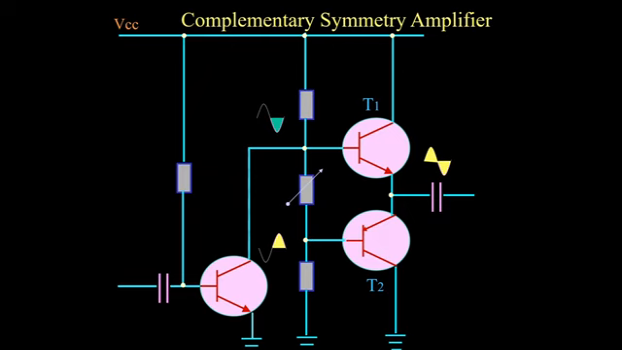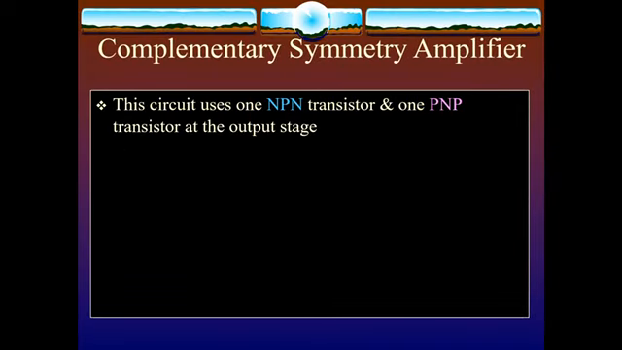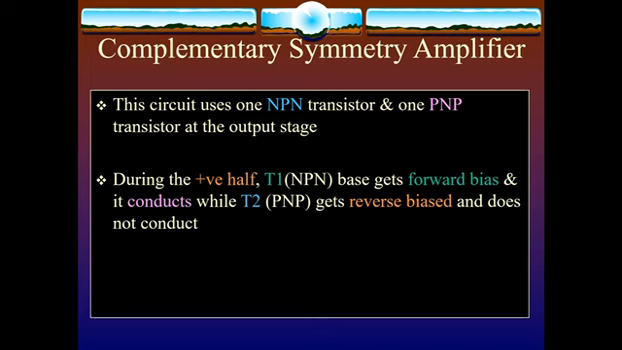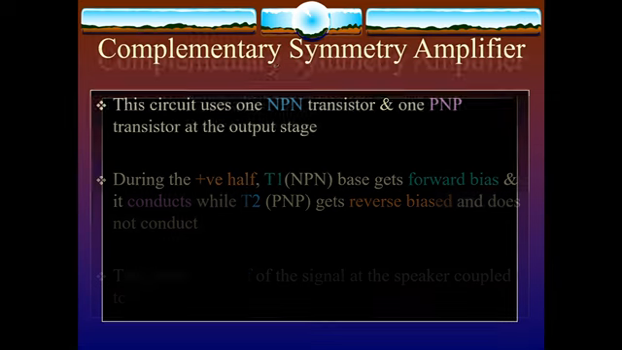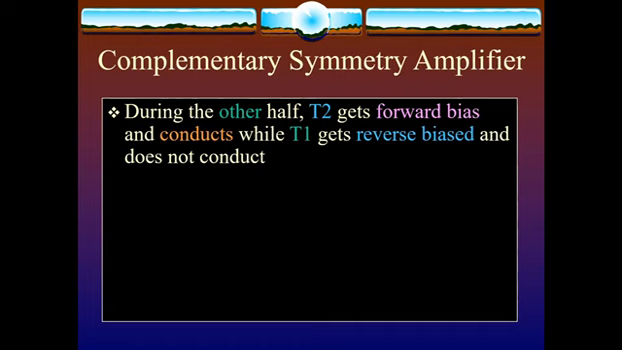We'll see that this circuit uses one NPN transistor and one PNP transistor. During the positive half cycle, T1, that is the NPN, its base gets forward biased and it conducts, while T2, the PNP, gets reverse biased and does not conduct. This gives one half of the signal at the speaker coupled to the emitter. During the other half of the signal, T2 gets forward biased and conducts, while T1 gets reverse biased and does not conduct.